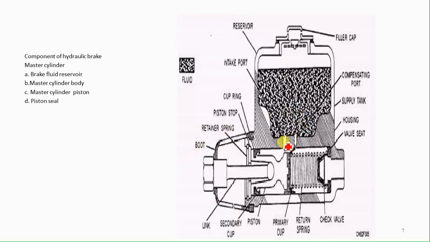One is called the single master cylinder, and the other is called the tandem master cylinder. You can see here the basic diagram of the single master cylinder, in which one piston is given. This one is the piston, and this one is the spring, and this one is the cylinder. Inside this cylinder, this piston is operated. This one is the reservoir, and this black portion is basically the fluid.